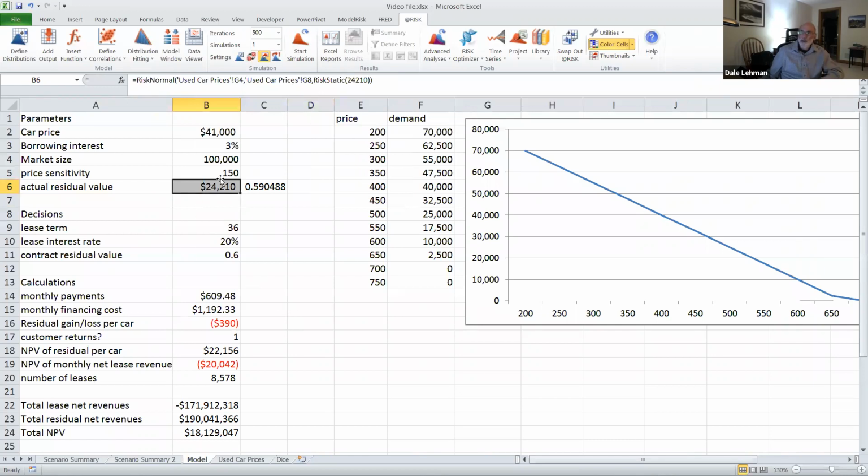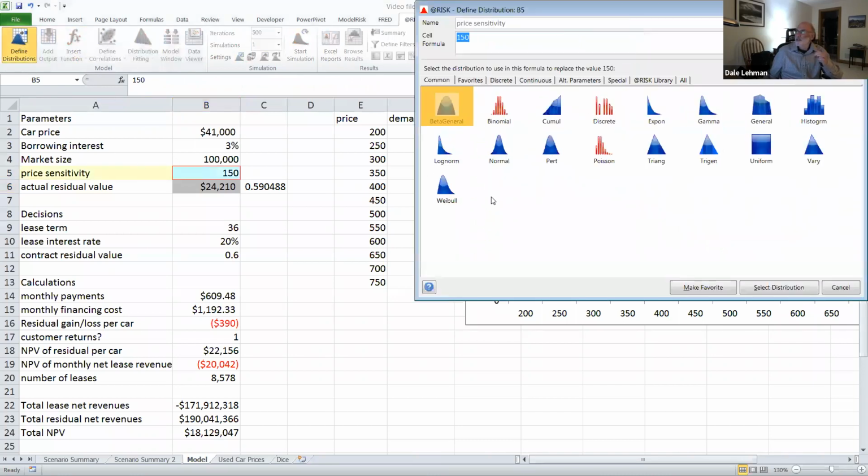So let me quickly go to the third type of probability, which is a subjective probability. I don't really have any data here to try to estimate the price sensitivity from. And what I did when the scenario was I said it could range from 100 to 200. Let's use, for a subjective judgment here, a different distribution. A common one to use is what's known as a PERT distribution.